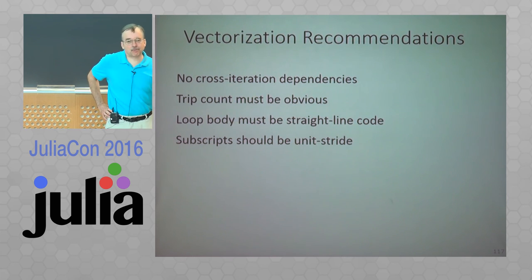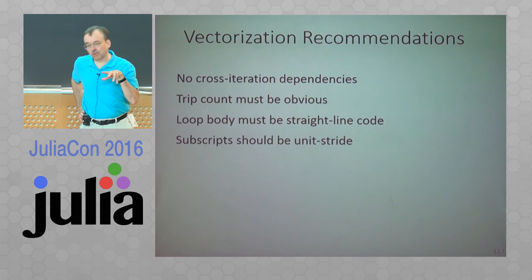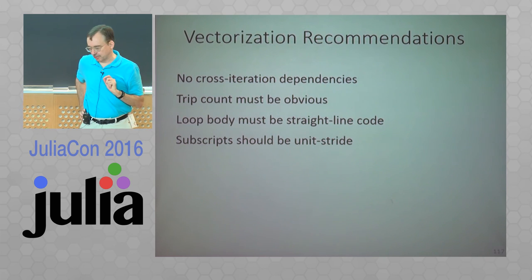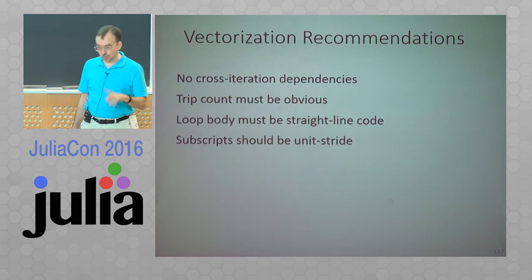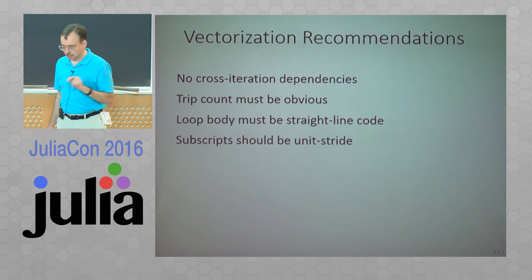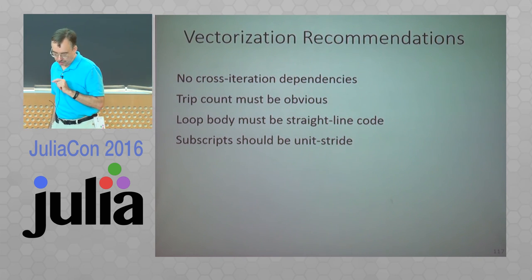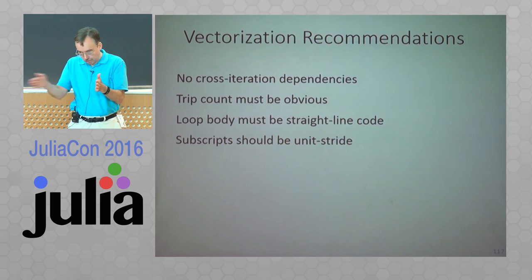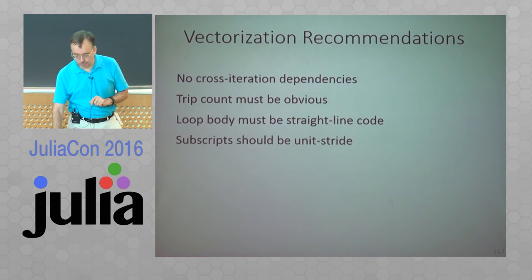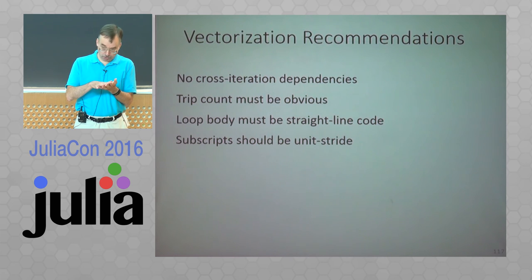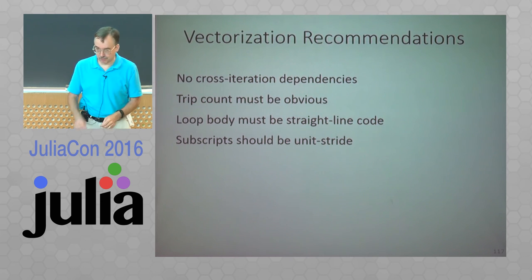A limitation right now is that we're dependent upon LLVM. Its vectorizer only does straight line code with a few exceptions. For a loop to be vectorized, it pretty much has to have no if-elses and no loops inside it. There's a few exceptions, I think I show one a little later. Oh, and the subscripts have to be unit stride for the most part. That means the SIMD loop needs to be over the leftmost subscript, the column subscript.